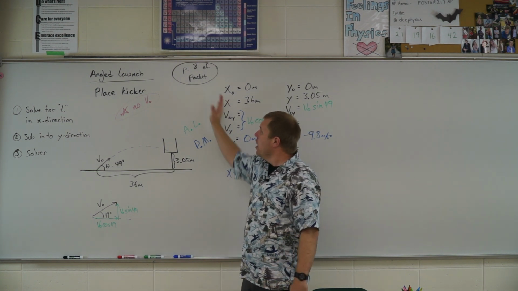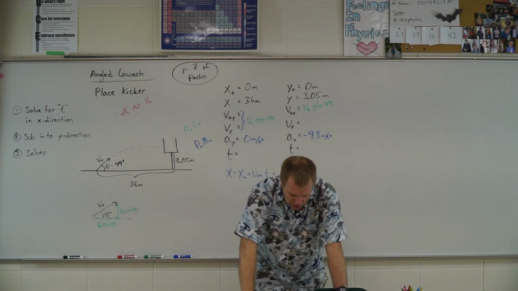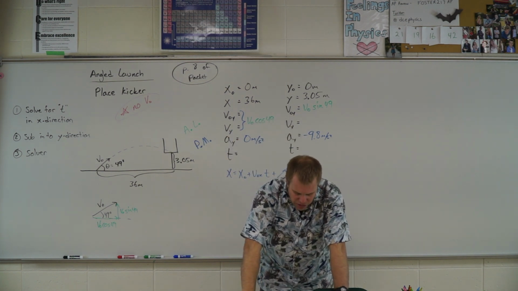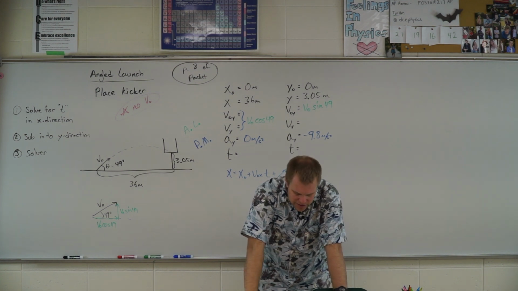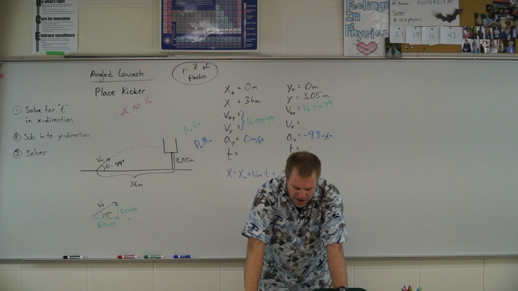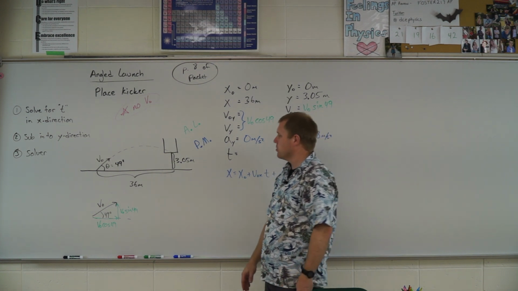All right, so this is page 8 of the packet, right at the bottom, the place kicker. So let me read it to you. A place kicker must kick a football from a point 36 meters, about 39 yards, from the goalpost, and the ball must clear the crossbar, which is 3.05 meters high. When kicked, the ball leaves the ground at an angle of 49 degrees to the horizontal. What is the minimum speed needed to clear the crossbar?